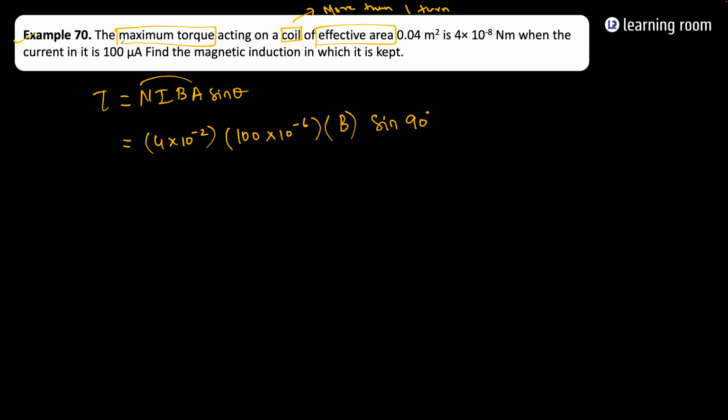So what is the value of the torque? 4 into 10 power minus 8. 4 and 4 are gone. Sine 90 is 1. So what is the value of B? B will be equal to 10 power minus 8 divided by 10 power minus 4 into 10 power minus 2, which is 10 power minus 6. So 10 power minus 8 by 10 power minus 6 is going to be 10 power minus 2 Tesla. Let me check it again. 10 power minus 8 divided by 10 power minus 6, we can cancel these. So it will be 1 by 100, which is 10 power minus 2 Tesla. It is the same. So this will be the answer.